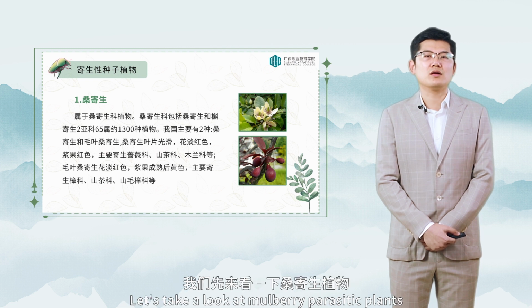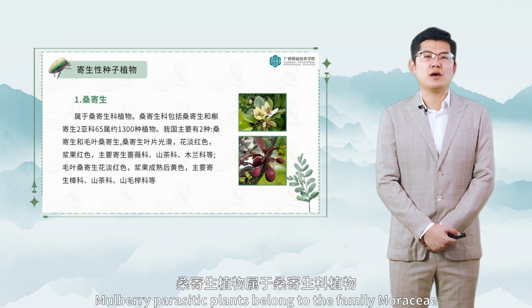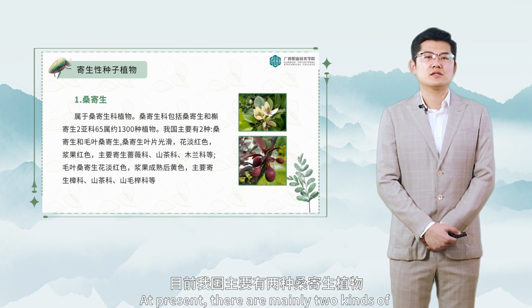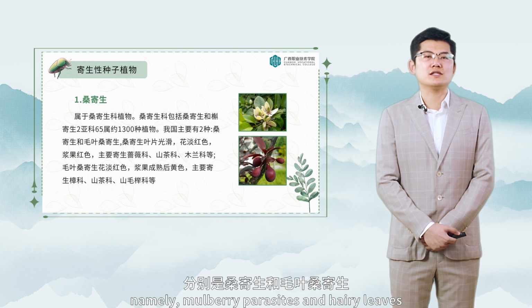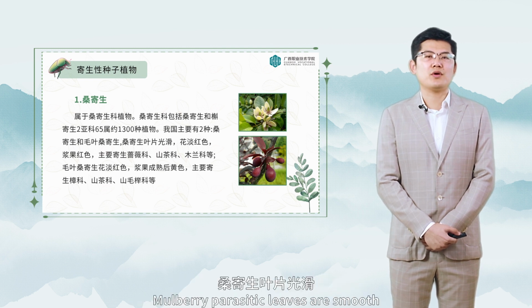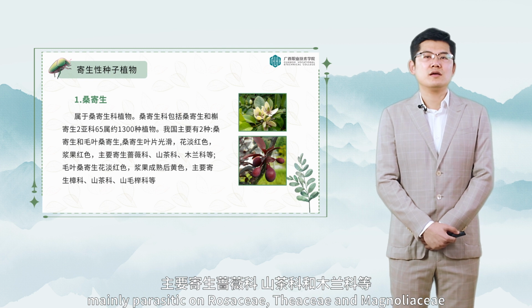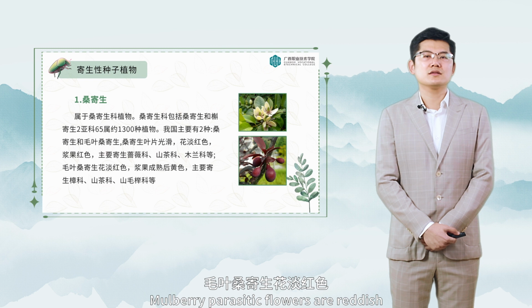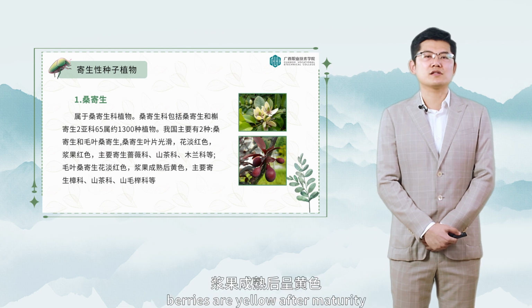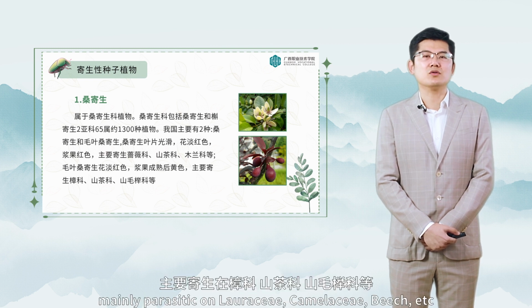Let's take a look at mulberry parasitic plants. Mulberry parasitic plants belong to the family Loranthaceae. At present, there are mainly two kinds of mulberry parasitic plants in China, namely the smooth-leaved and the hairy-leaved. The smooth-leaved type has smooth leaves, reddish flowers and red berries, and is mainly parasitic on Rosaceae, Theaceae, and Magnoliaceae. The hairy-leaved type has reddish flowers, and its berries are yellow after maturity; it is mainly parasitic on Lauraceae, Camellia, beech, and so on.